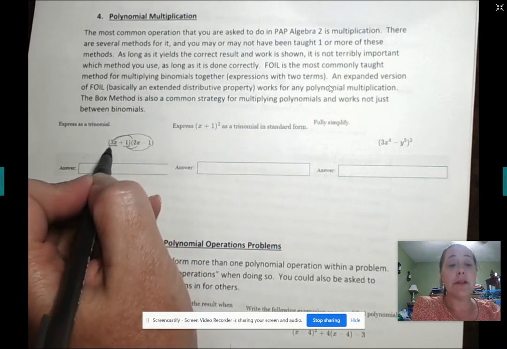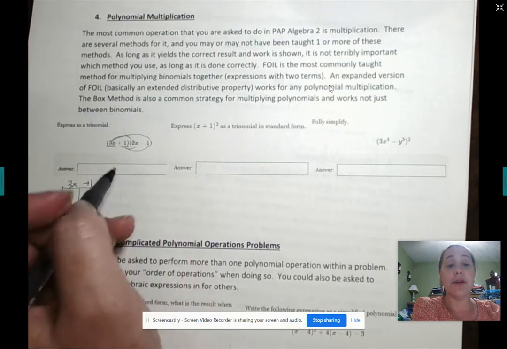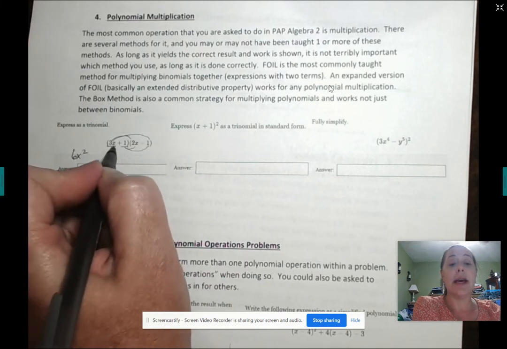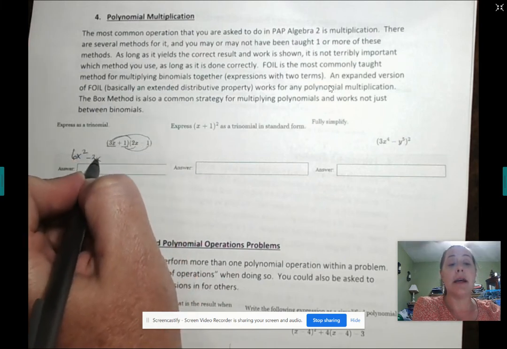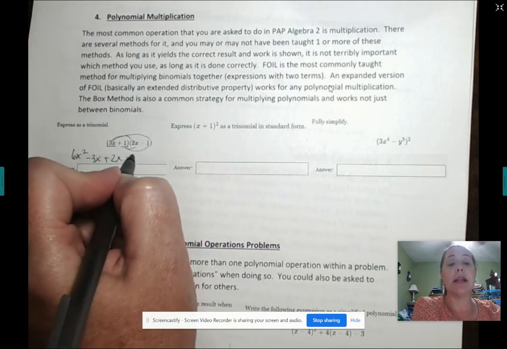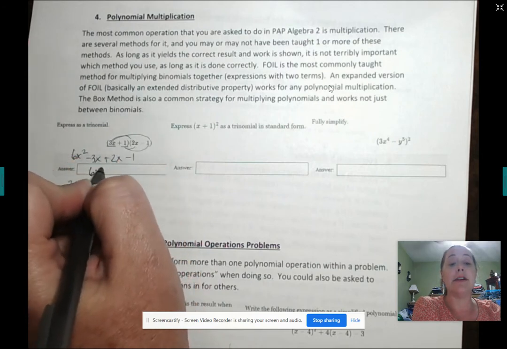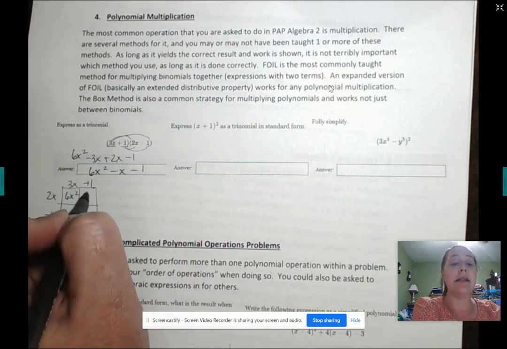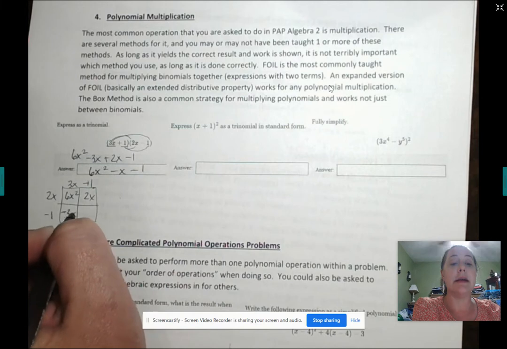So using FOIL or the extended distribution, it would be 3x times 2x, 3x times negative 1, positive 1 times 2x, and 1 times negative 1. And if you combine like terms, this is what you end up with. Now you would have gotten that same answer if we had done this box method.